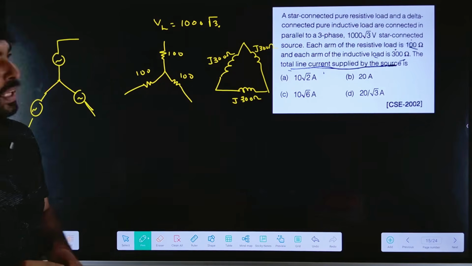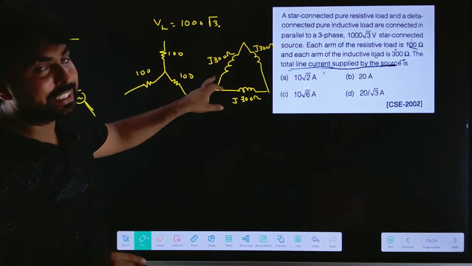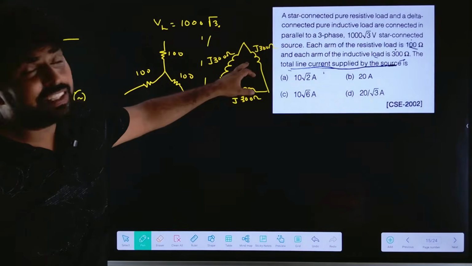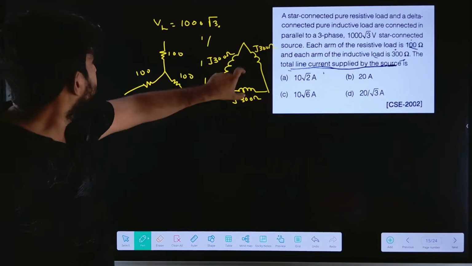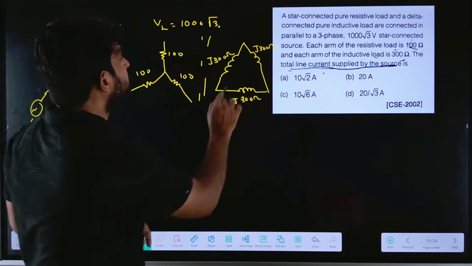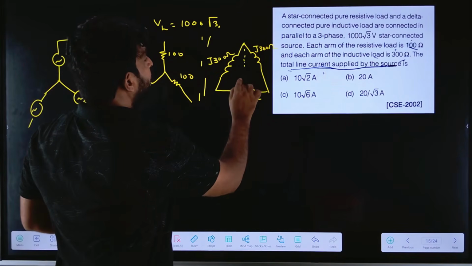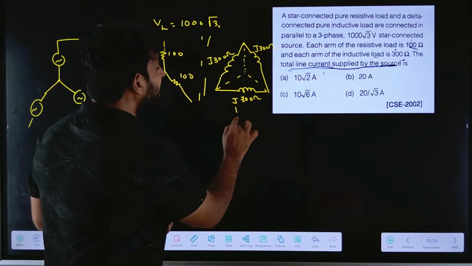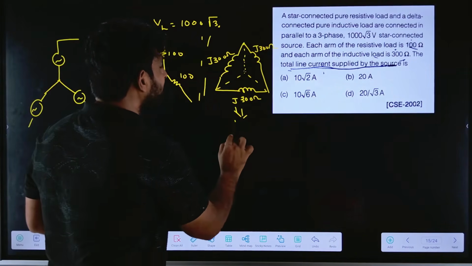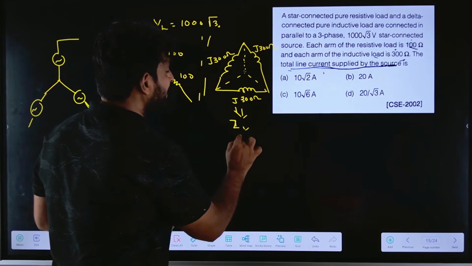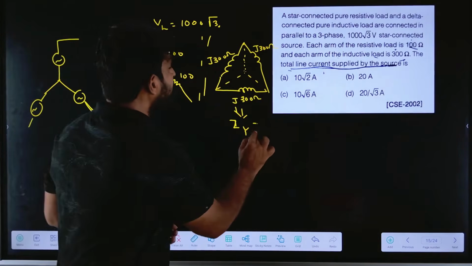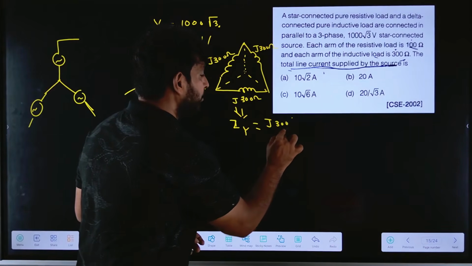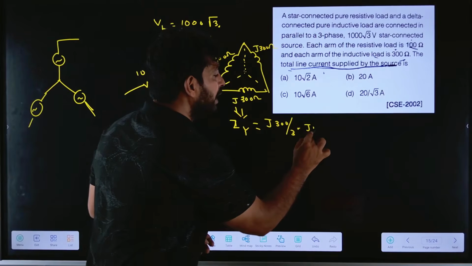So now if I convert this delta into star, these two will be connected in parallel, so each phase will get into the parallel. How can I find the star equivalent? Z star equivalent equals Z delta divided by 3, which is J300 divided by 3, which is equal to J100 ohms.